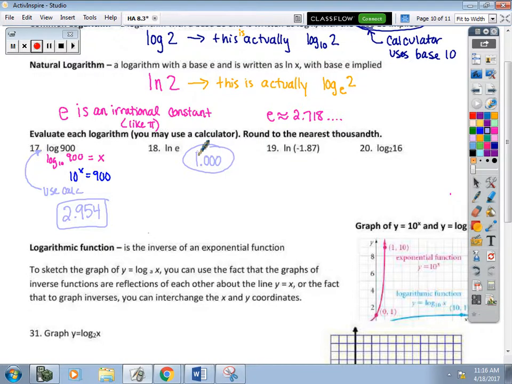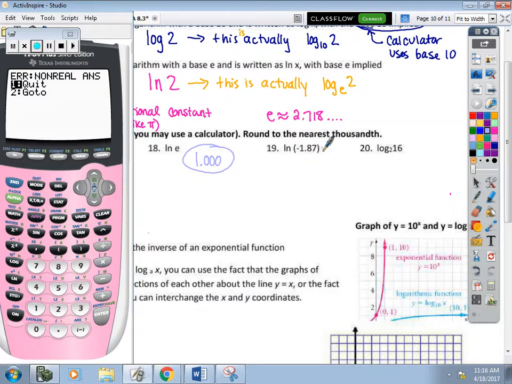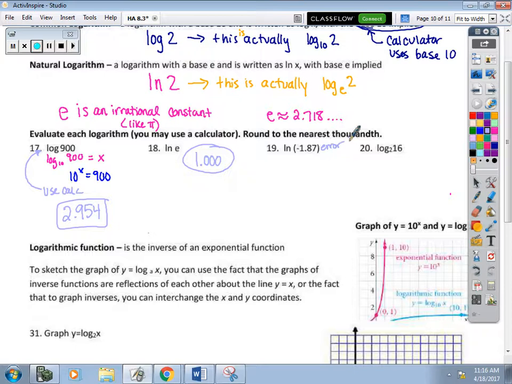The next one, natural log of negative 1.87. Uh-oh, error, non-real answer. When you get this error, that means that it is undefined at this point. Now, let me show you why algebraically.